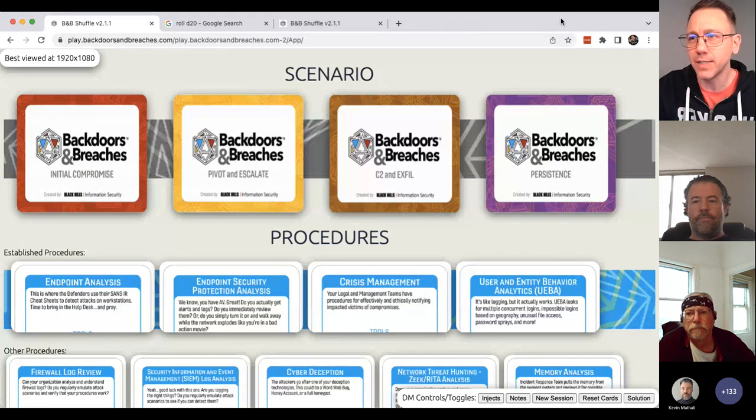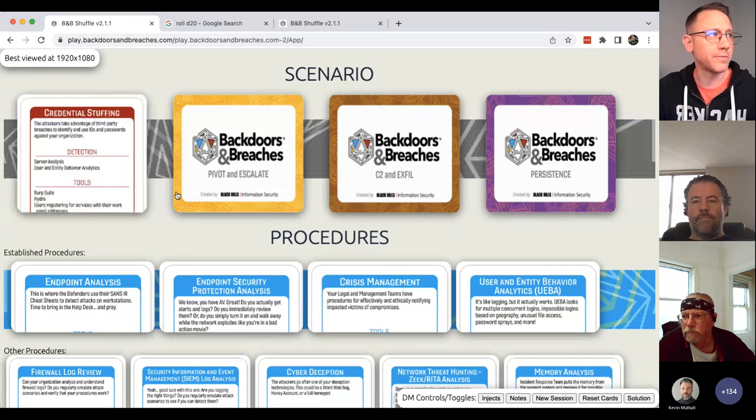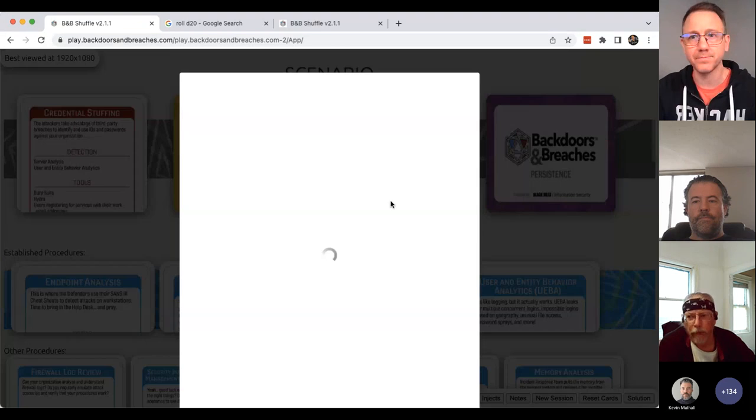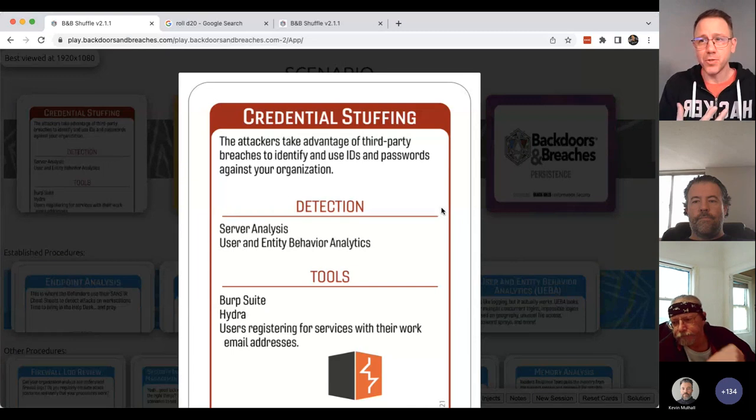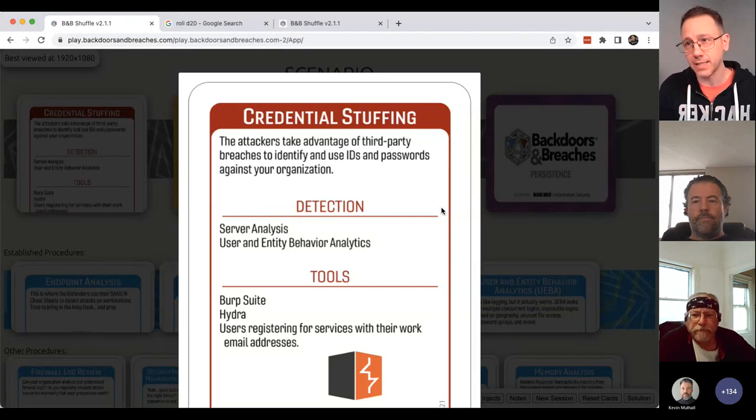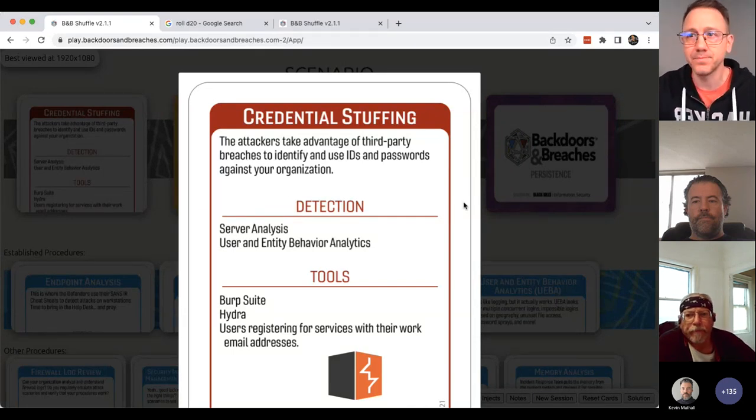So I can see a blank screen. I did see the original screen with Jason's picture. All right, so Carolyn said, can everyone see the cards? If I bring up the card right here, it says credential stuffing. Okay, so it might be you, Carolyn. You might need to drop and come back in. If not, hopefully you can see this. Okay.